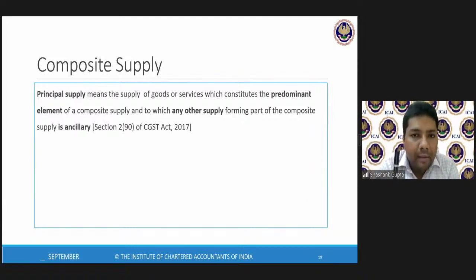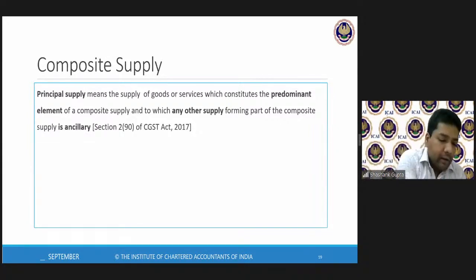A pen comes with a refill. The refill is separately saleable, but then it's a composite supply. A calculator comes with batteries. The batteries are separately saleable, but it's a combination of supply. It's a composite supply because the calculator and batteries being supplied together are done in the ordinary course of business.